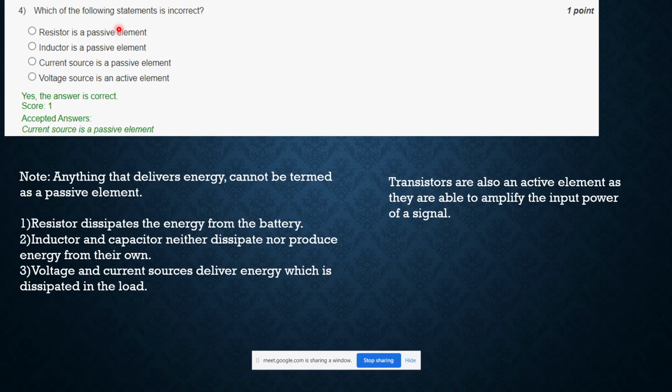Now considering the case of a transistor, when you give an input signal to the transistor with some particular power, the output signal will have a power greater than the input power. So the transistor has some inherent power gain within it, amplifying the power. That's why it is also called an active element. In the question, option D, the voltage source is an active element, is correct. But option C, the current source is a passive element, is a wrong answer for the reason I just mentioned a few seconds back.